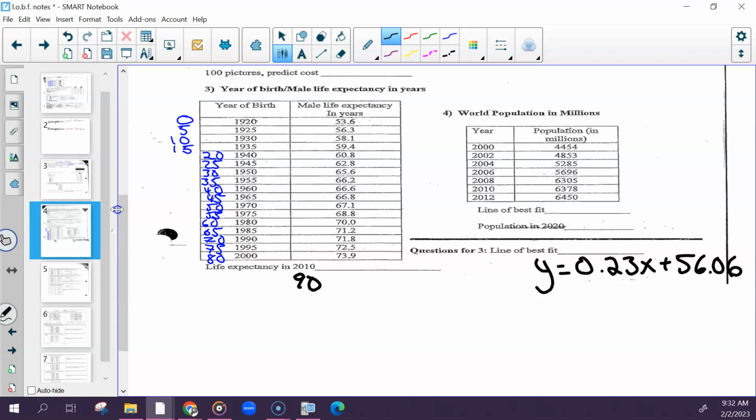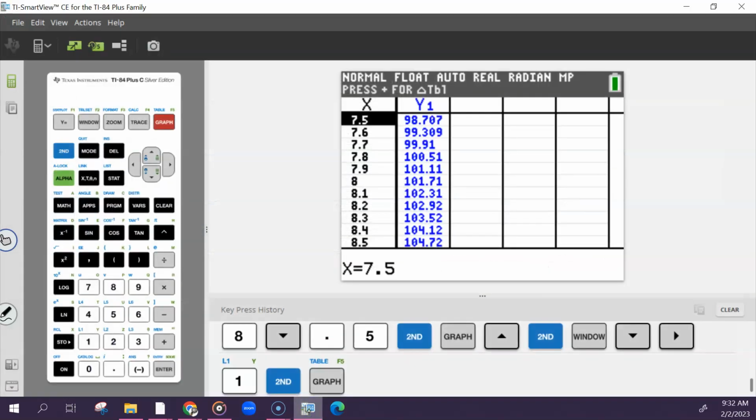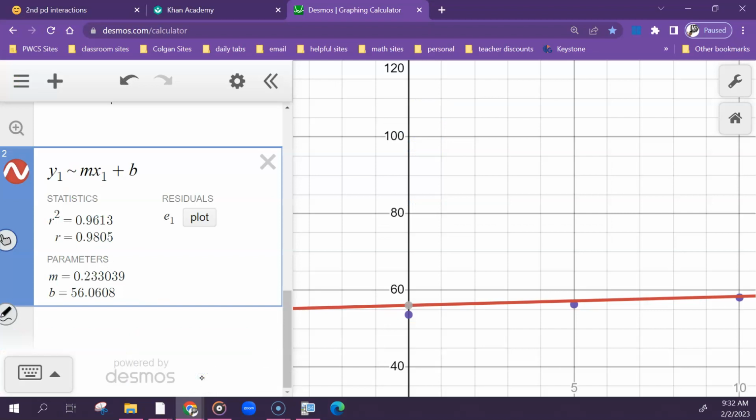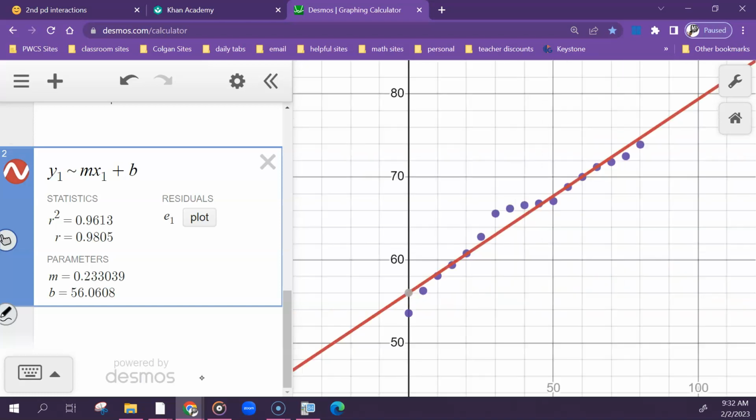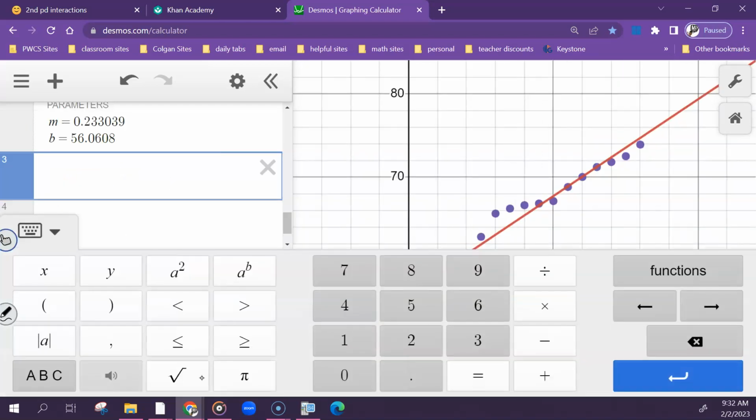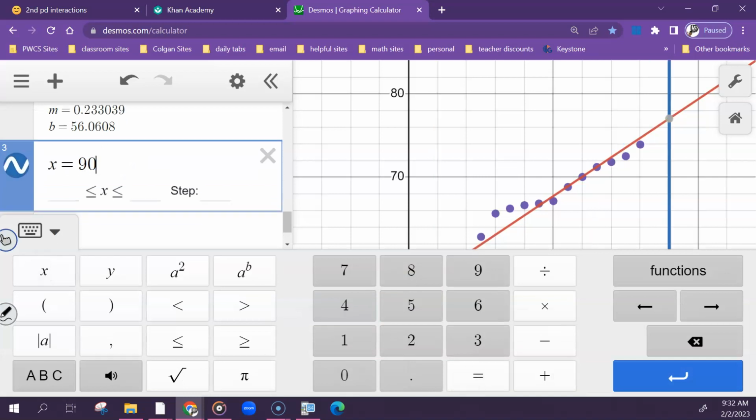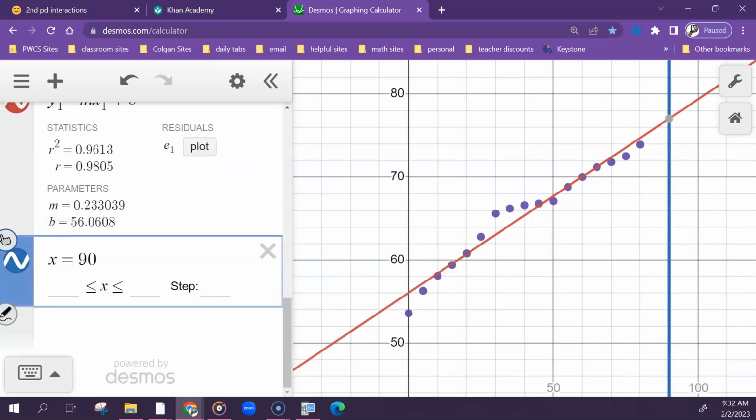So then you could do one of two things. Either, well first, is this X or is this Y? So you can put X equals 90 on Desmos and see where those two lines intersect. Or you can type this in, make that a table, put 90 in your X values. I'm just going to hit X equals 90 and see where those are. So 77.03.